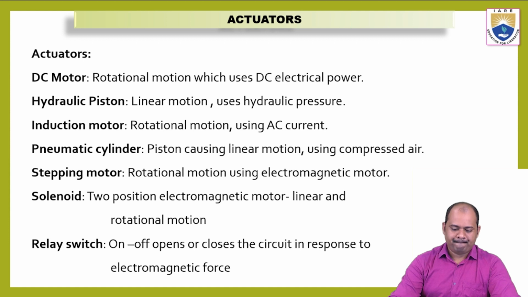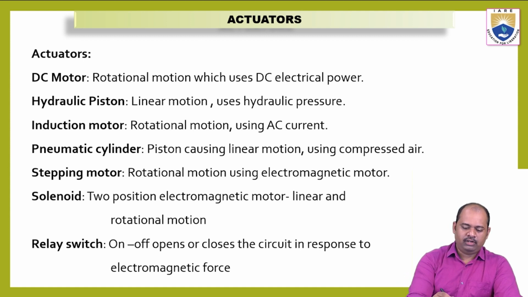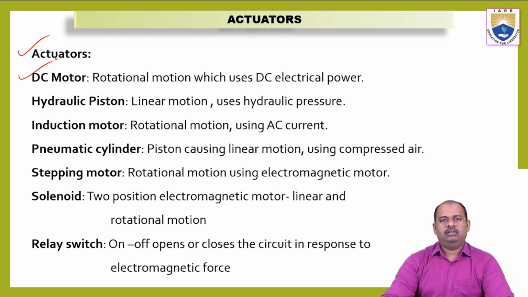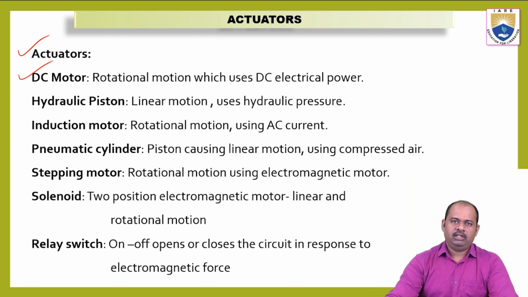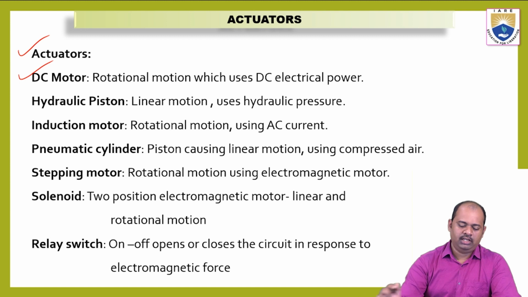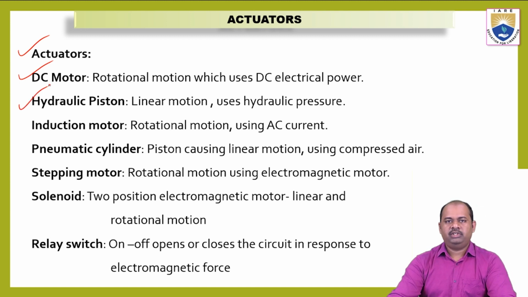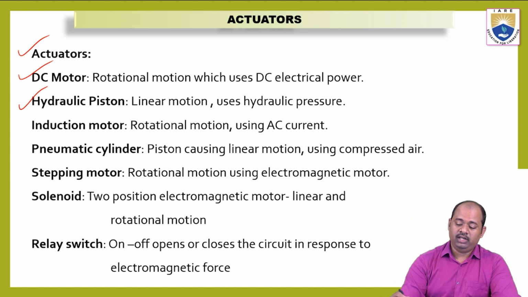And then let us see some examples of actuators. First one is the DC motor. Here the DC motor can create rotational motion, where it will use DC electrical power. It will use direct current. The DC motor is one thing which can create rotational motions. And then the hydraulic piston. The hydraulic piston mostly creates linear motion only. It does not create rotational motion anywhere. It will use the hydraulic pressure of the oil.